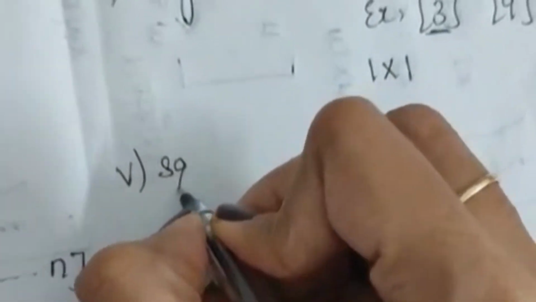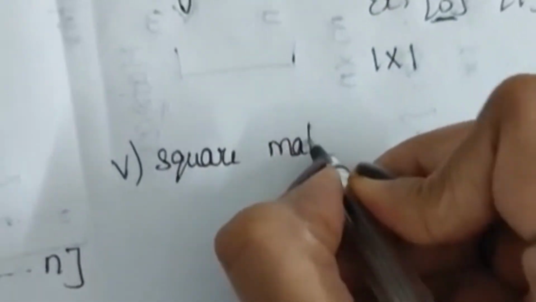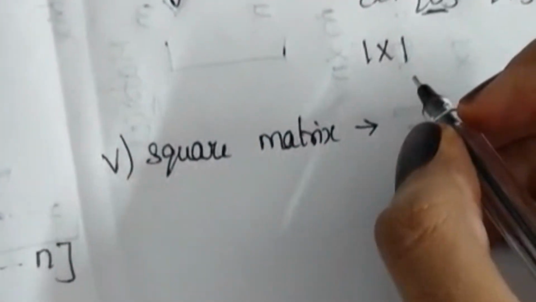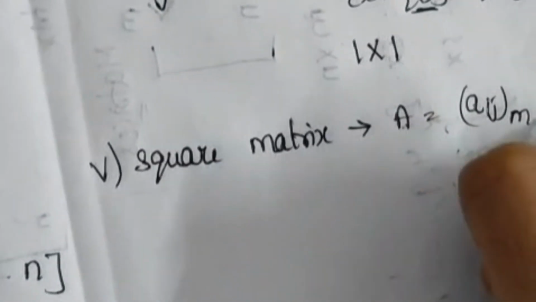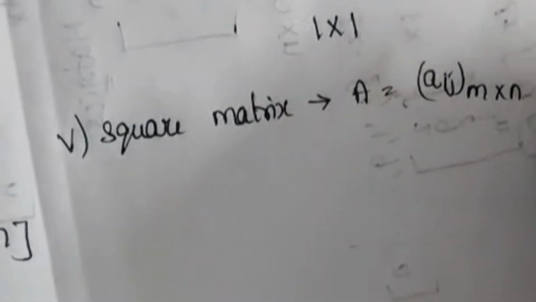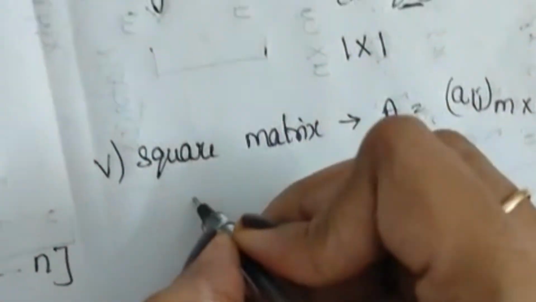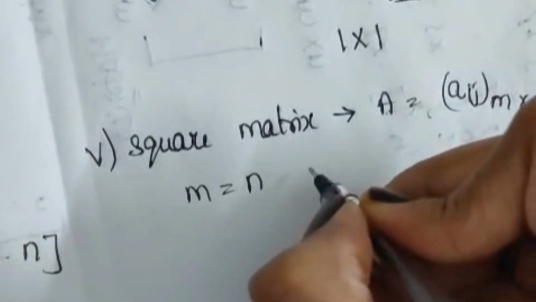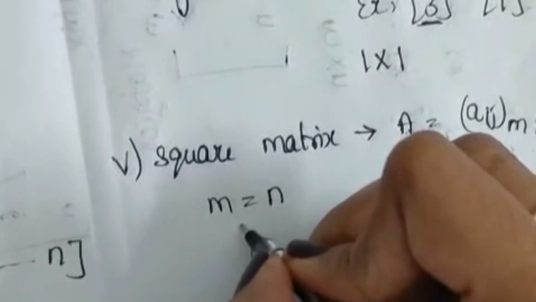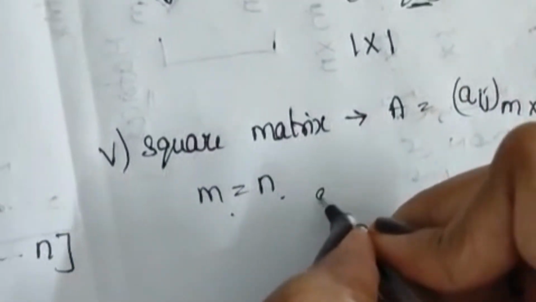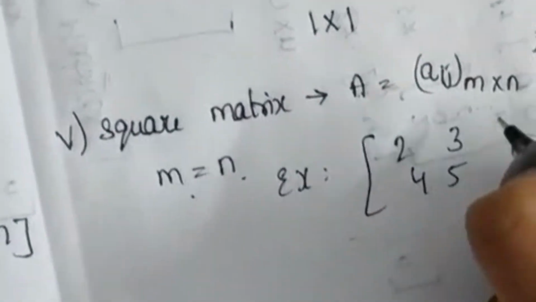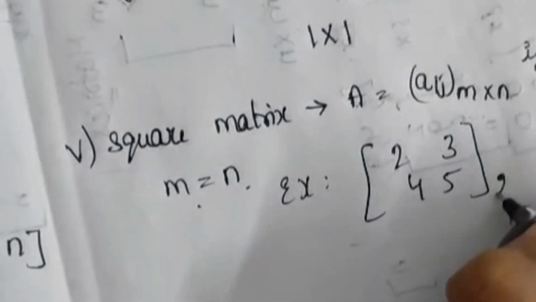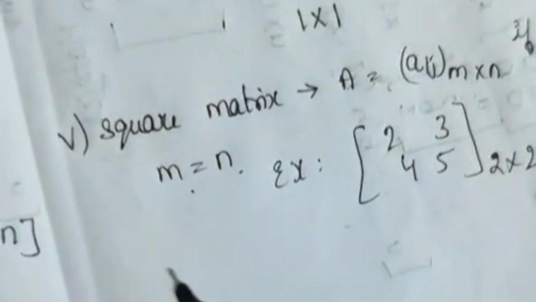The next type of matrix is the square matrix. A matrix A is equal to Aij of m by n is said to be a square matrix if m is equal to n, which means the number of rows is equal to the number of columns. Example: 2, 3, 4, 5. This is a 2 by 2 matrix.